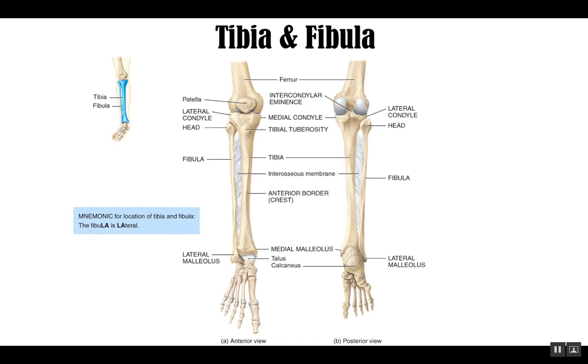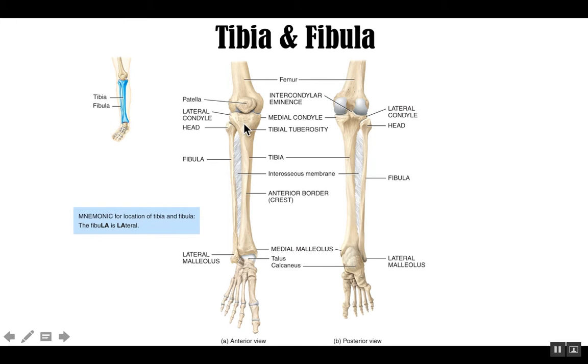The tibia and fibula. Rule number 1, do not call the tibia the tibula, and do not call the fibula the fibia. The next rule is that the tibia is going to be more medially located, whereas the fibula is more lateral. So there's a mnemonic for that, for the location of the tibia and fibula. The fibula is lateral. The tibia is medial.